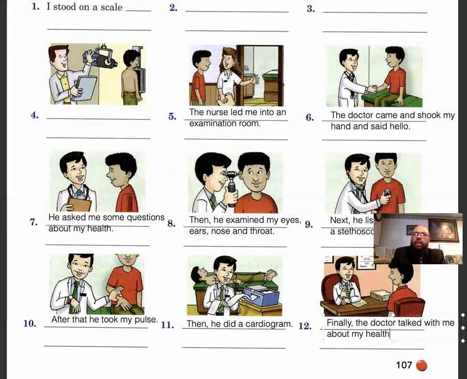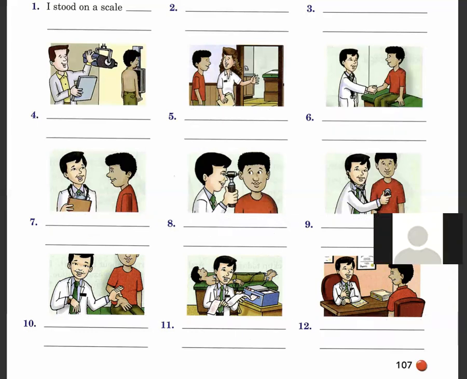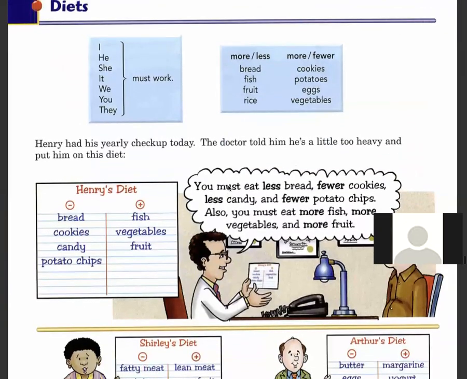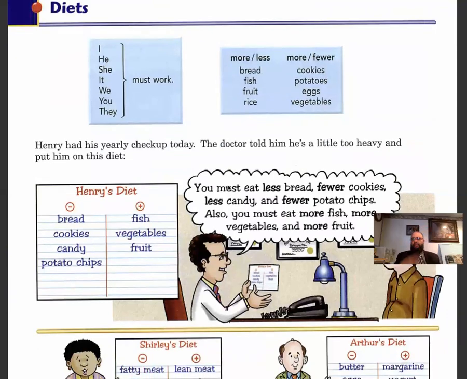About my health. Good job, Juliana. Ya ves, y no la tenía yo hecha. Oh, you did it? I thought you had it done. No, no la tenía hecha. Good job. Sí, me acuerdo. Well, let's practice.